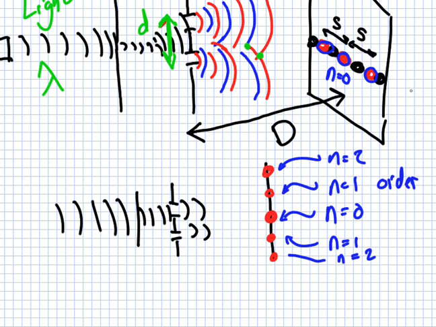N equals 1 is first order. Wait, hang on, did I do that wrong? N equals 0 is the one in the middle, yes, and then after that, the first order is n equals 1, yeah.